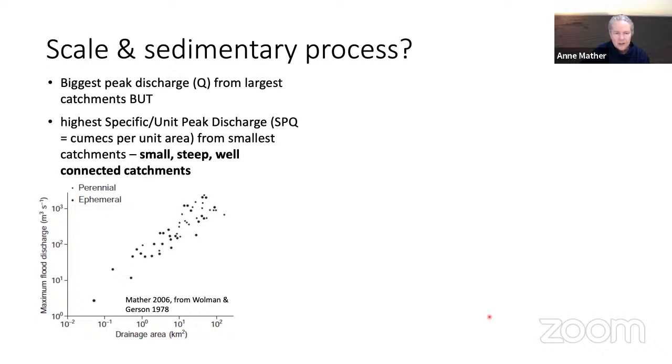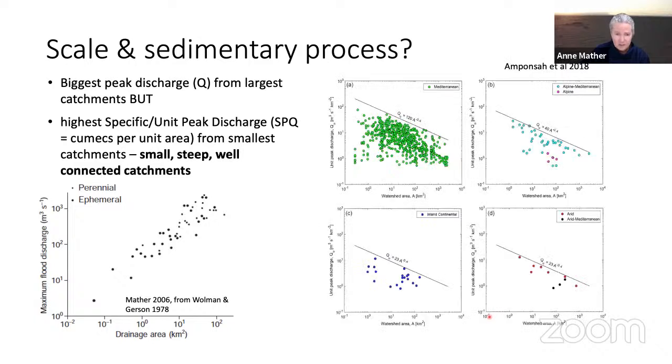But if we start to look at the unit peak discharge, so this is the specific peak discharge per unit area, then the smallest catchments tend to generate the most discharge per unit area. And that goes for a whole range of different environments, from arid to alpine and so on, as you can see from this study over on the right. So watershed area or catchment area is on the horizontal axis, and unit peak discharge up the vertical axis on these plots. So small, steep, well-connected catchments generally will generate more flood water per square kilometre.